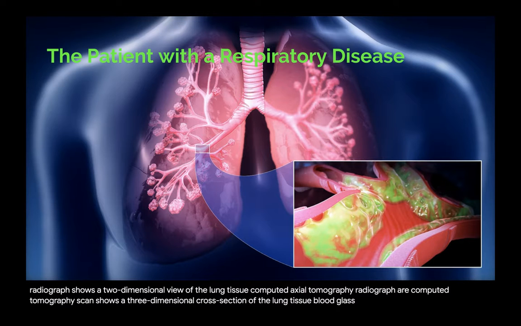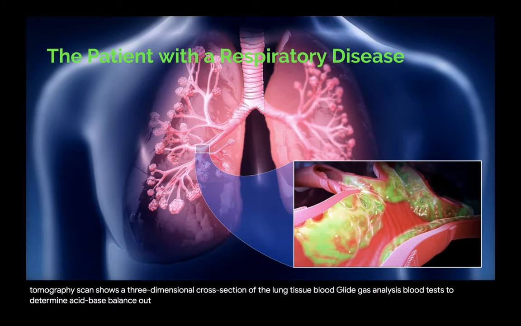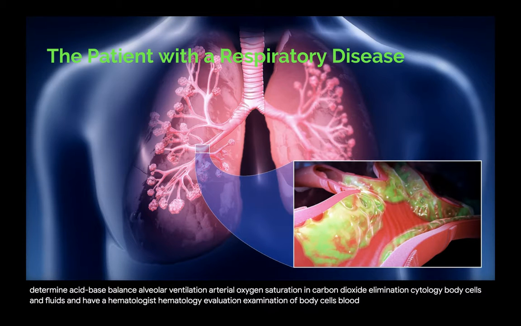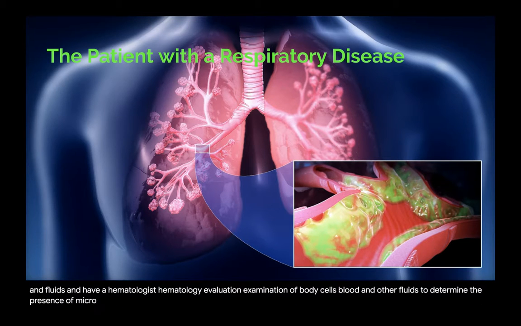Blood gas analysis. Blood test to determine acid-base balance, alveolar ventilation, arterial oxygen saturation, and carbon dioxide elimination. Cytology, body cells and fluids, and hematology evaluation. Examination of body cells, blood, and other fluids to determine the presence of microorganisms that can cause respiratory diseases. Samples are taken from sputum, pleural cavity fluid, bronchial biopsy, or blood.